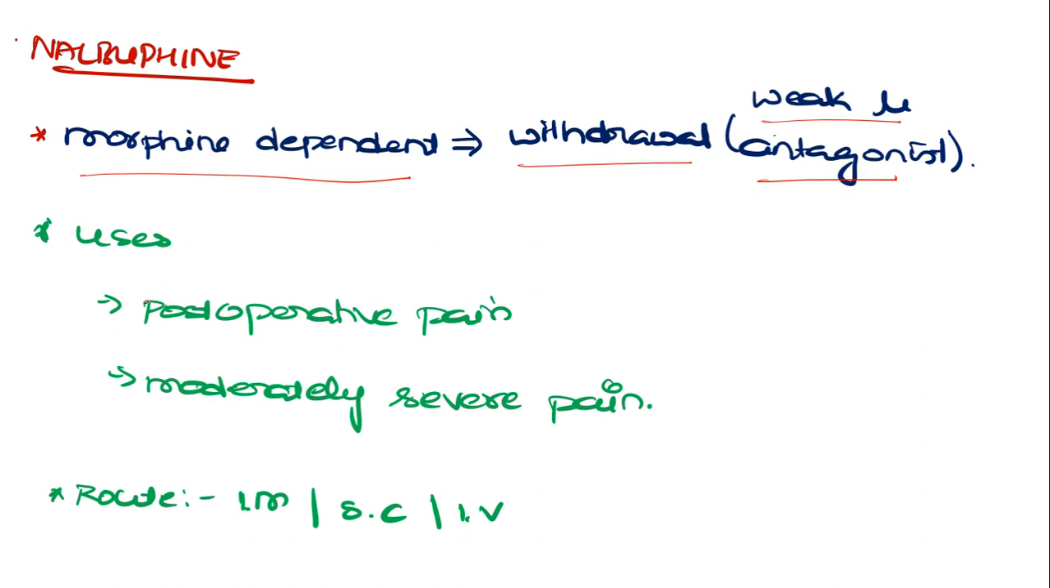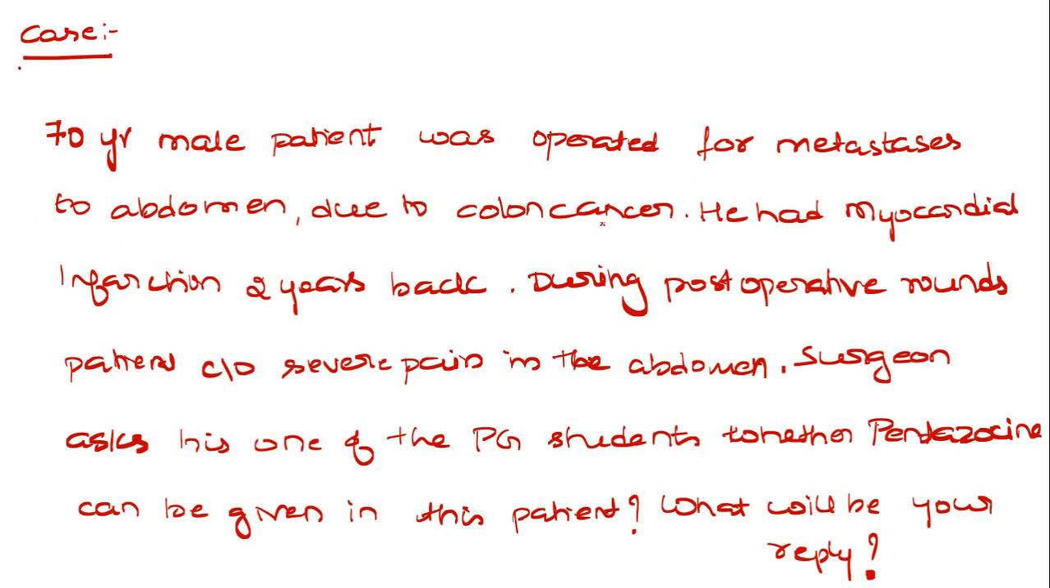So what are the uses of nalbuphine? Nalbuphine is used for treating post-operative pains and moderately severe pains. The routes of administration are IM, subcutaneous as well as intravenous. And one more thing you should remember is that butorphanol is the only drug which is given through nasal formulations.